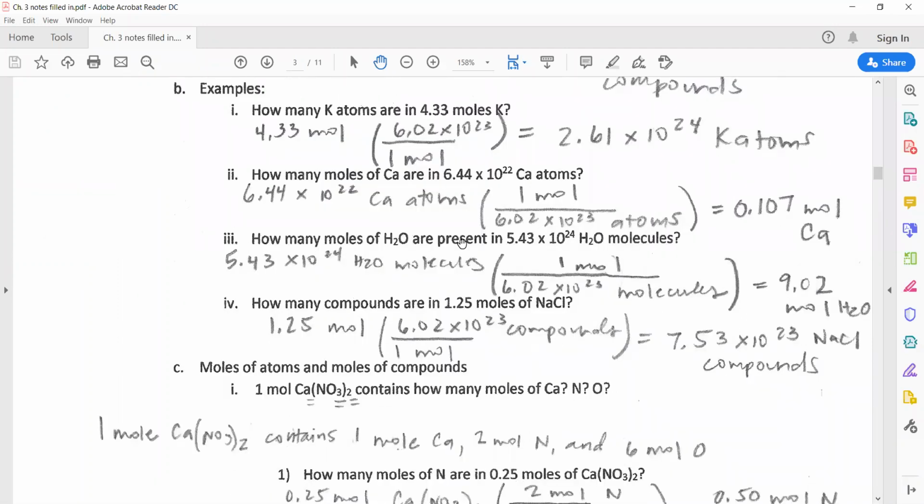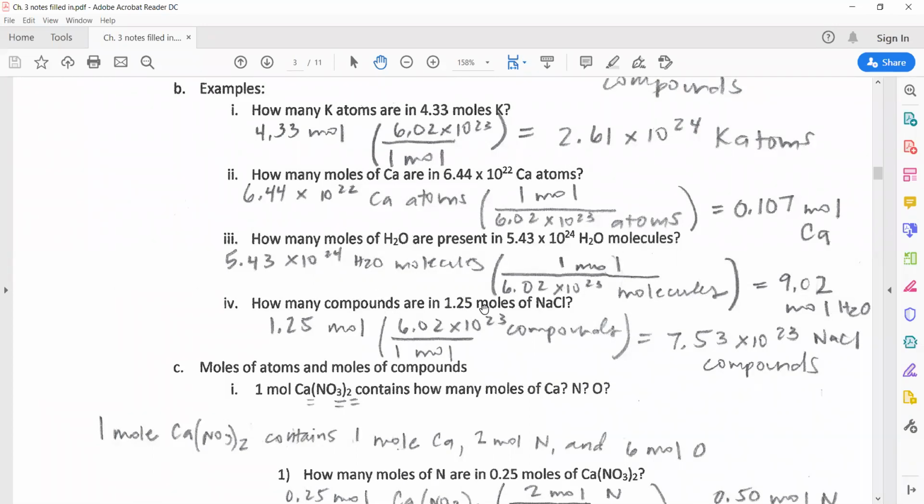How many moles of water are present in 5.43 times 10 to the 24th water molecules? This time we're starting with molecules, which means molecules have to go on the bottom. Once again, molecules are just another type of particle. So it's a number of things in 1 mole. So we divide by Avogadro's number and we get 9.02 moles.